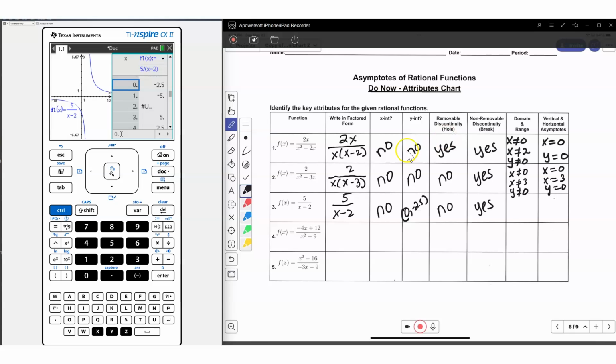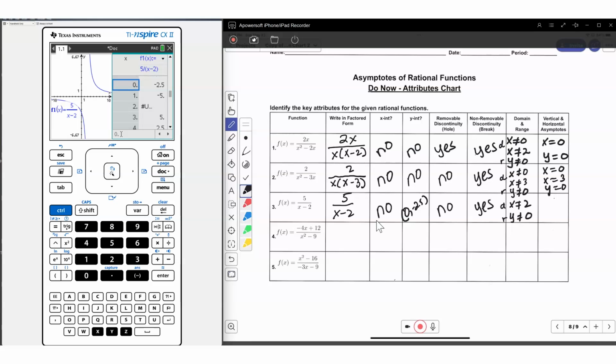So the domain is what's going to make this denominator undefined. And the only number that makes this denominator undefined is 2. So for the domain, x does not equal 2. And for the range, we notice that y will not equal 0. So this is your domain, and this is your range.